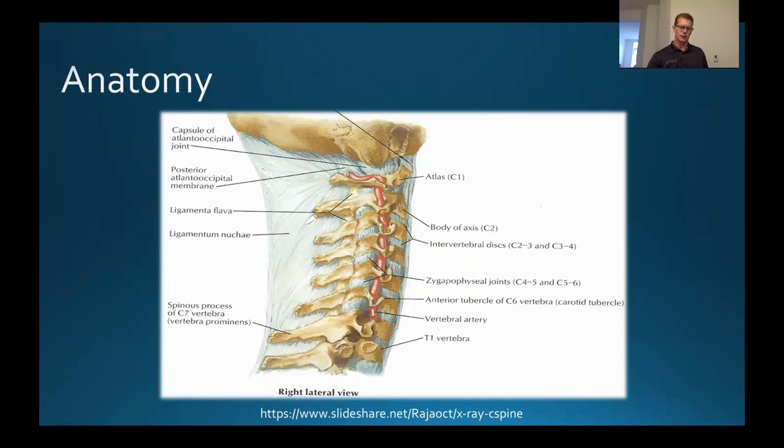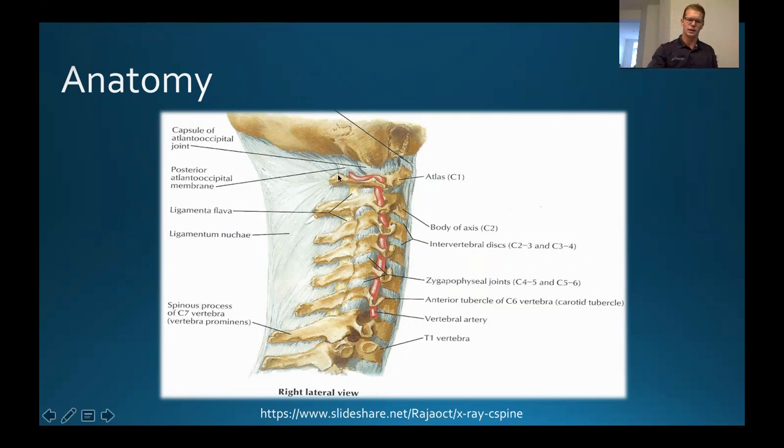So getting into the anatomy, as you can see here, we have the ligamentum nuchae, and that is going to be on the left side of the picture there. That's important because it resists big flexion movements. A lot of muscles attach there, so the upper trap attaches onto the ligamentum nuchae, and it helps provide some posterior cervical stability.